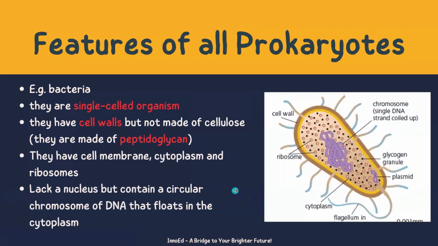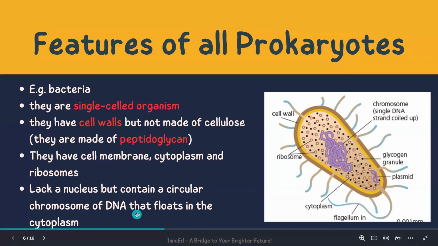These are the features of all prokaryotes. Prokaryotes means they lack membrane-bound organelles. For example, bacteria. They are single-celled organisms, or unicellular. They have cell walls made of peptidoglycan. They have cell membrane, cytoplasm, and ribosomes, just like the other plant and animal cells. Even though they lack a nucleus, they contain genetic material as a circular chromosome of DNA that floats in the cytoplasm.